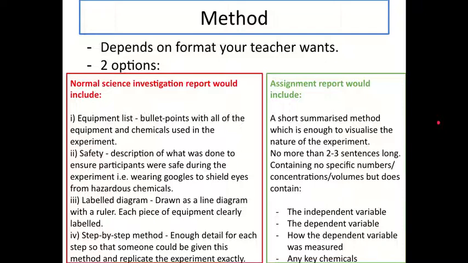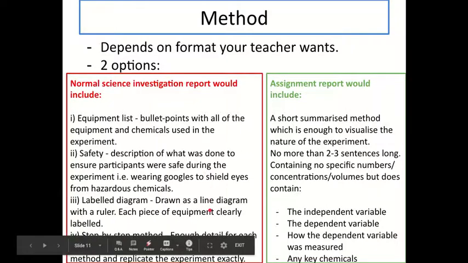We'll start with the one on the left, so just using the general structure. Most normal science investigation reports would include firstly an equipment list, which is where you essentially bullet point a list of all the equipment and chemicals that you used in your experiment. Secondly, in this option, you would discuss safety over here. So you describe what was done to ensure participants in the experiment were safe. A really common example here would be wearing goggles to protect eyes from hazardous chemicals.